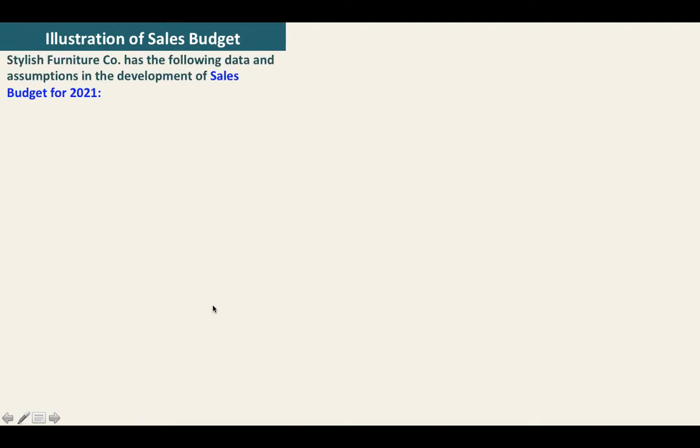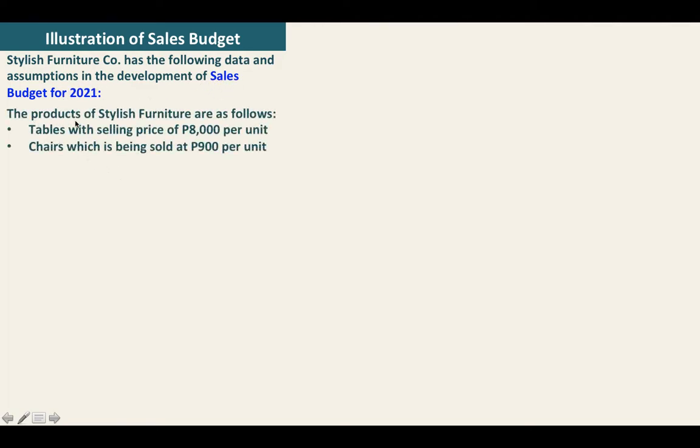Let us illustrate sales budget with this situation. Stylish Furniture Company has the following data and assumptions in the development of the sales budget for 2021. The products of Stylish Furniture are as follows: tables with a selling price of 8,000 per unit, chairs which are being sold at 900 per unit. Okay?